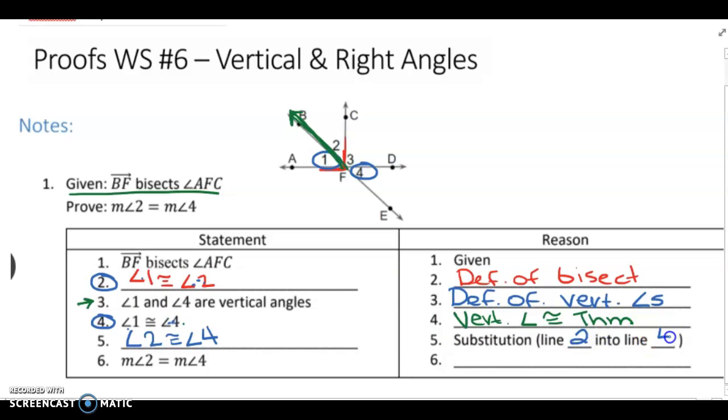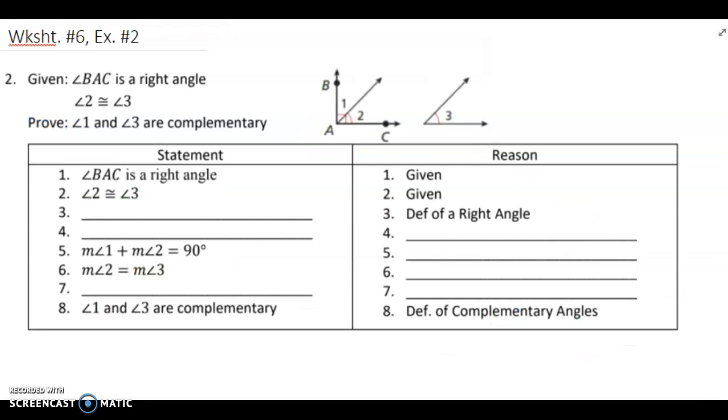2 into line 4. Okay, now if angle 2 and angle 4 are congruent, doesn't that mean they have to be equal? We've done that a million times. That's just definition of congruent. And that concludes our first proof. All right, let's look at our second proof here.